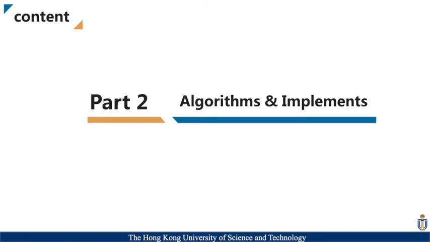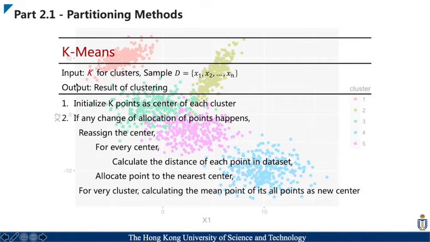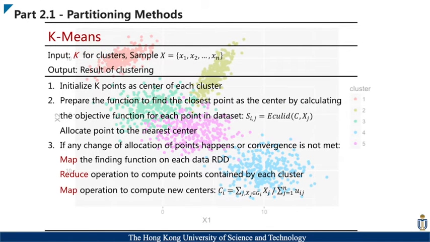And then please let my teammate Cheyenne introduce the next part to you. For the partitioning method, a classic algorithm is k-means. The initial idea is to divide n points into k clusters so that each point belongs to the cluster corresponding to the mean nearest to it.